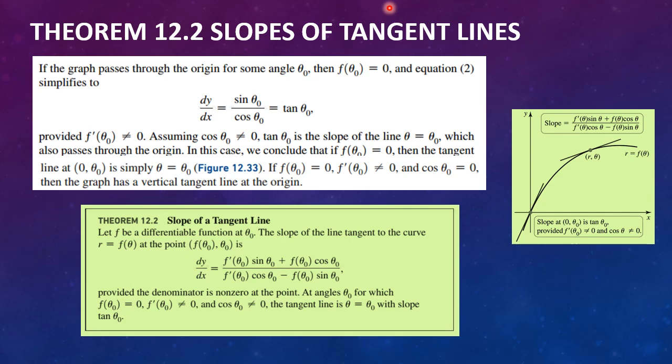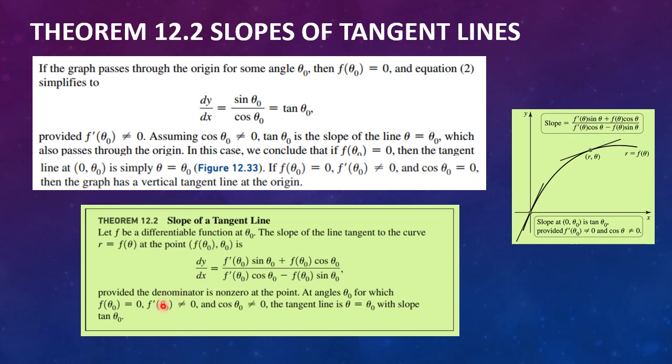So here's theorem 12.2, the slope of a tangent line. Let f be a differentiable function at theta sub 0. The slope of the line tangent to the curve r equals f of theta at the point (f of theta sub 0, theta sub 0) is dy/dx, which is f prime of theta sub 0 times sine theta sub 0 plus f of theta sub 0 times cosine theta sub 0, all divided by f prime theta sub 0 cosine theta sub 0 minus f of theta sub 0 sine theta sub 0. And this is what we just walked through in the last slide.